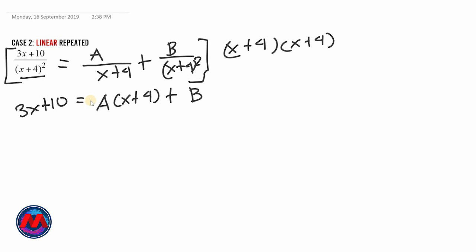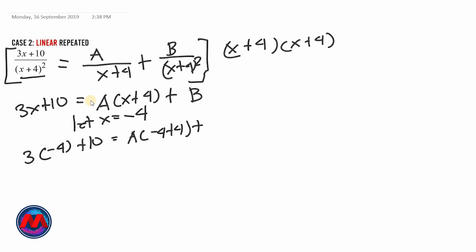Again, magsasubstitute tayo ngayon ng value ng x para maging 0 to at b lang yung matira. So, substituting, let x be equal to negative 4. Yan, tama. So, 3 times negative 4 plus 10 is equals to a times negative 4 plus 4 plus b. And negative 4 plus 4 is 0. 0 times a is 0. So, cancelled out na yon. So, yung matitira is b. So, alam na natin yung value ng b.